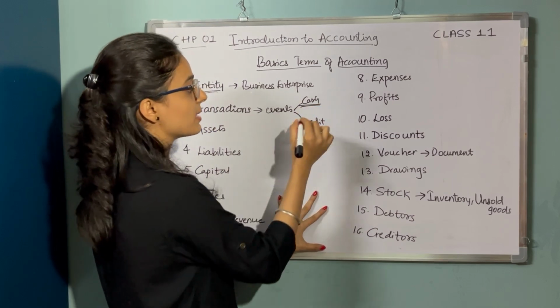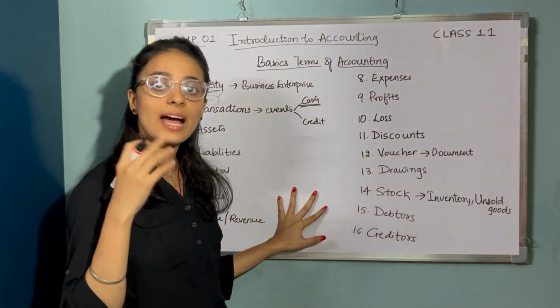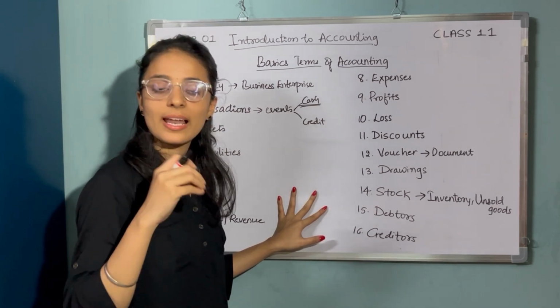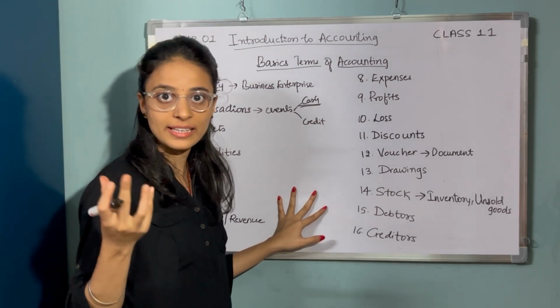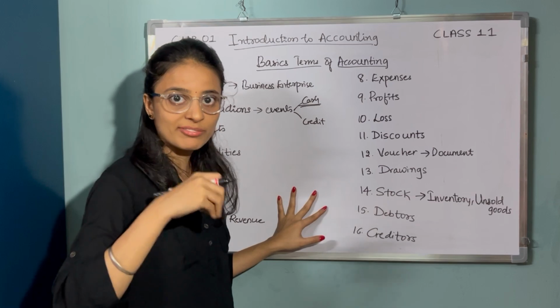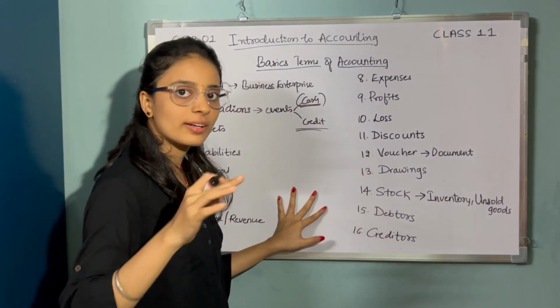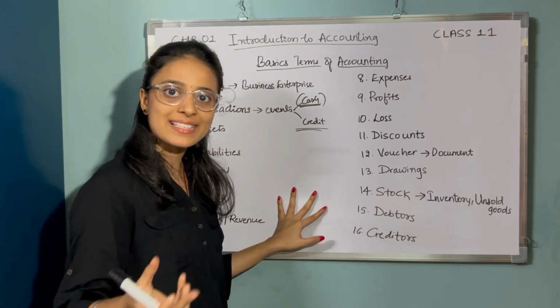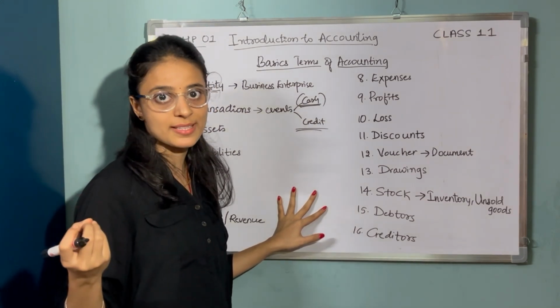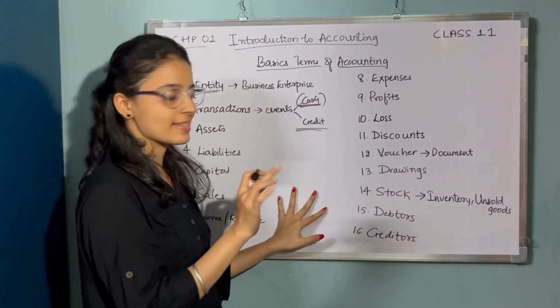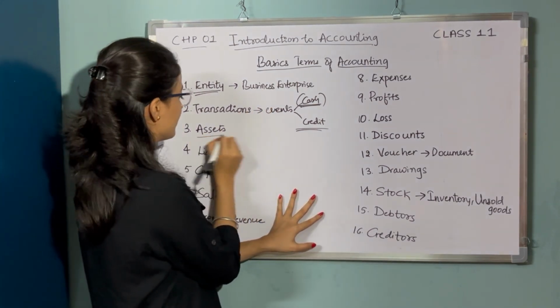It can be again a cash transaction or a credit transaction. A cash transaction is, for example, I have sold a piece of furniture, and if I receive the money immediately, then it is a cash transaction. If I'm giving it on credit, where I'll be collecting the amount after 2 or 3 business days, then it will be a credit transaction.